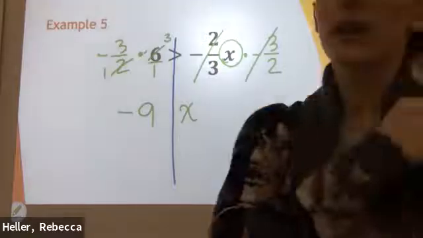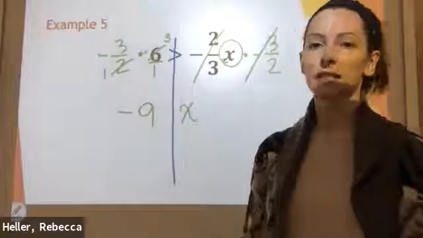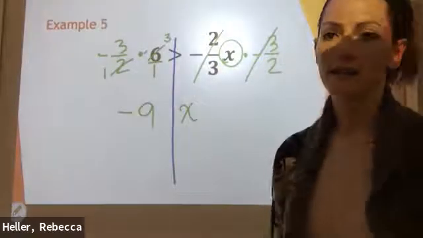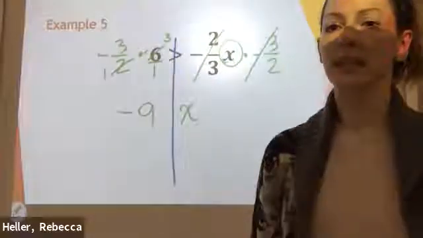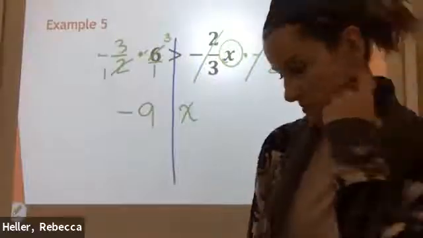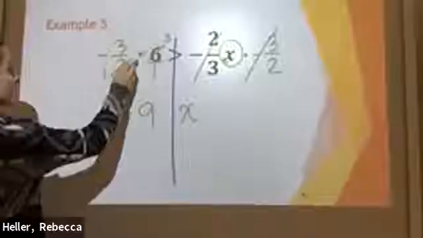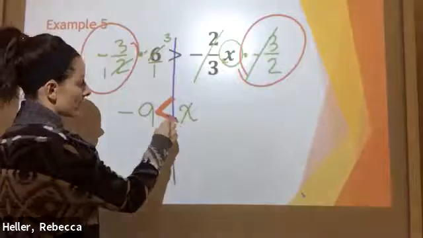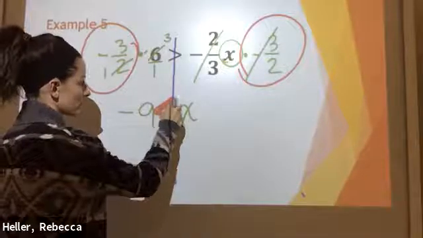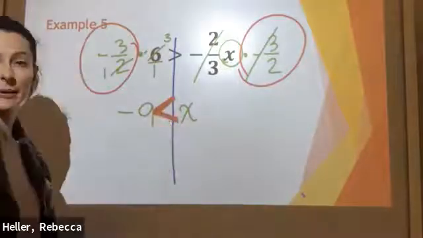What inequality symbol goes in between the negative 9 and the x? Greater or less? Sid? Less than. Yes. So since this number that we multiplied by on both sides is negative, you have to reverse this. That's reverse. That's what I meant by flipping.